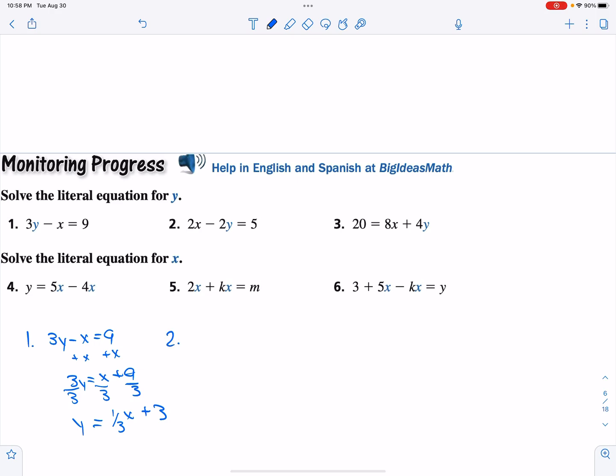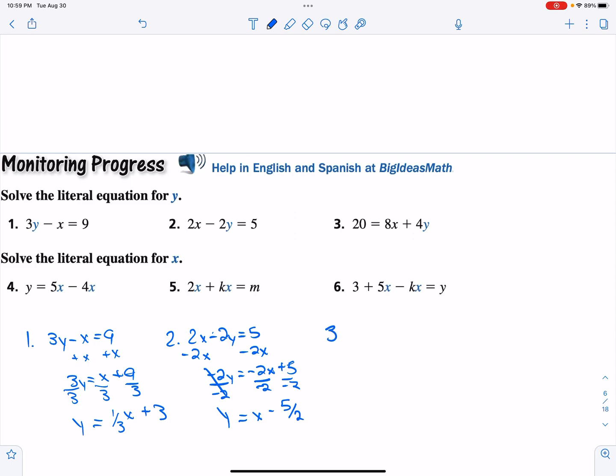Number 2 is a little bit easier. So we have 2x minus 2y equals 5. We're going to subtract our 2x to the other side. We have negative 2y is equal to negative 2x plus 5. Divide by negative 2 everywhere. Again, watch your signs, but y should equal 1x because it's a number divided by itself, minus, and again, you can just write minus 5 over 2.